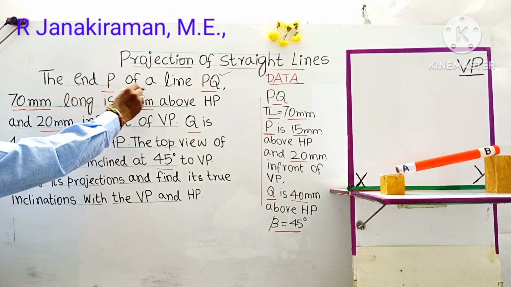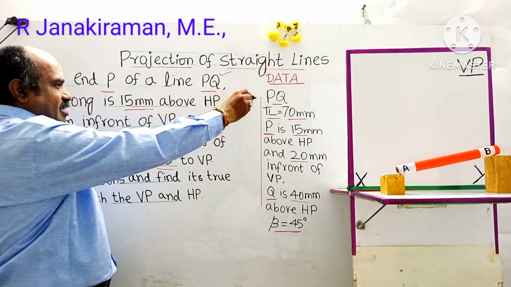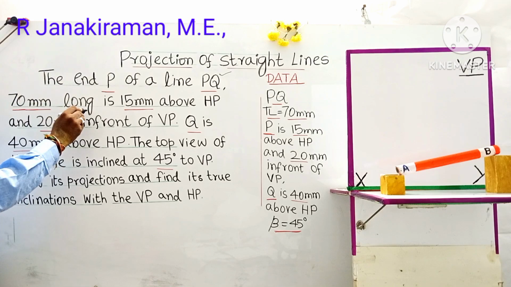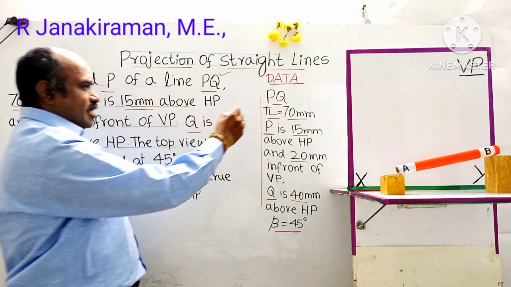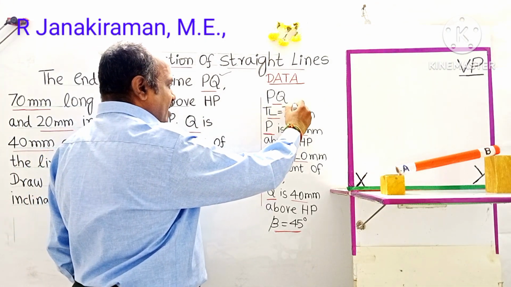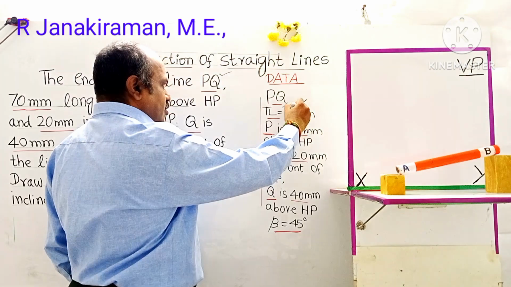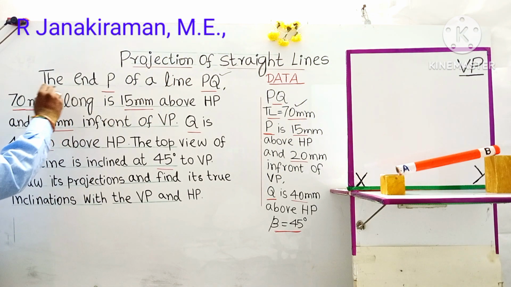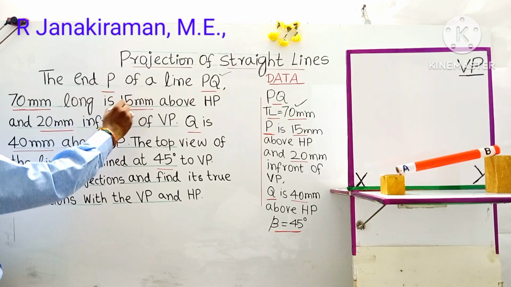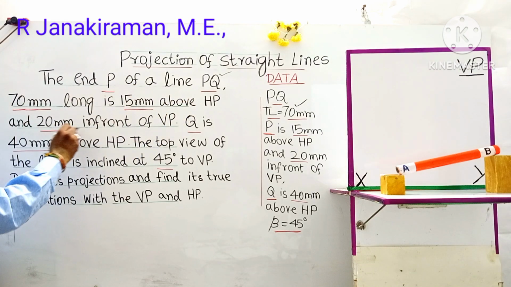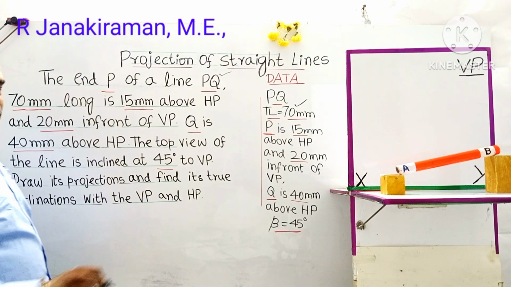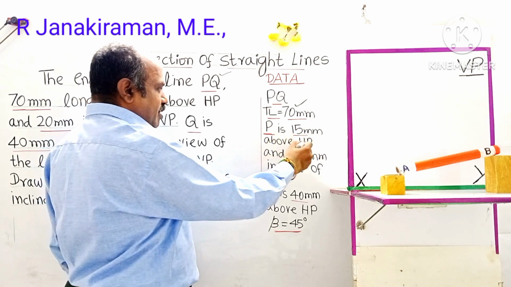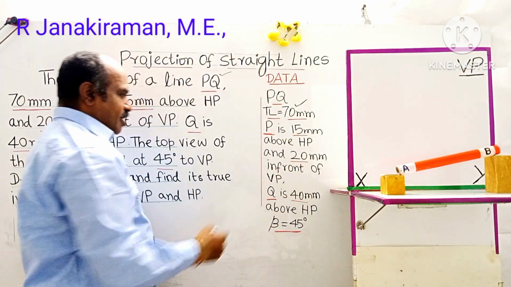The end P of a line PQ. PQ is the name of the line and the 70 mm long is the true length. TL stands for true length of the line, which is 70 mm. And the location of point P is 15 mm above HP and 20 mm in front of VP. Copy the data. P is 15 mm above HP and 20 mm in front of VP.